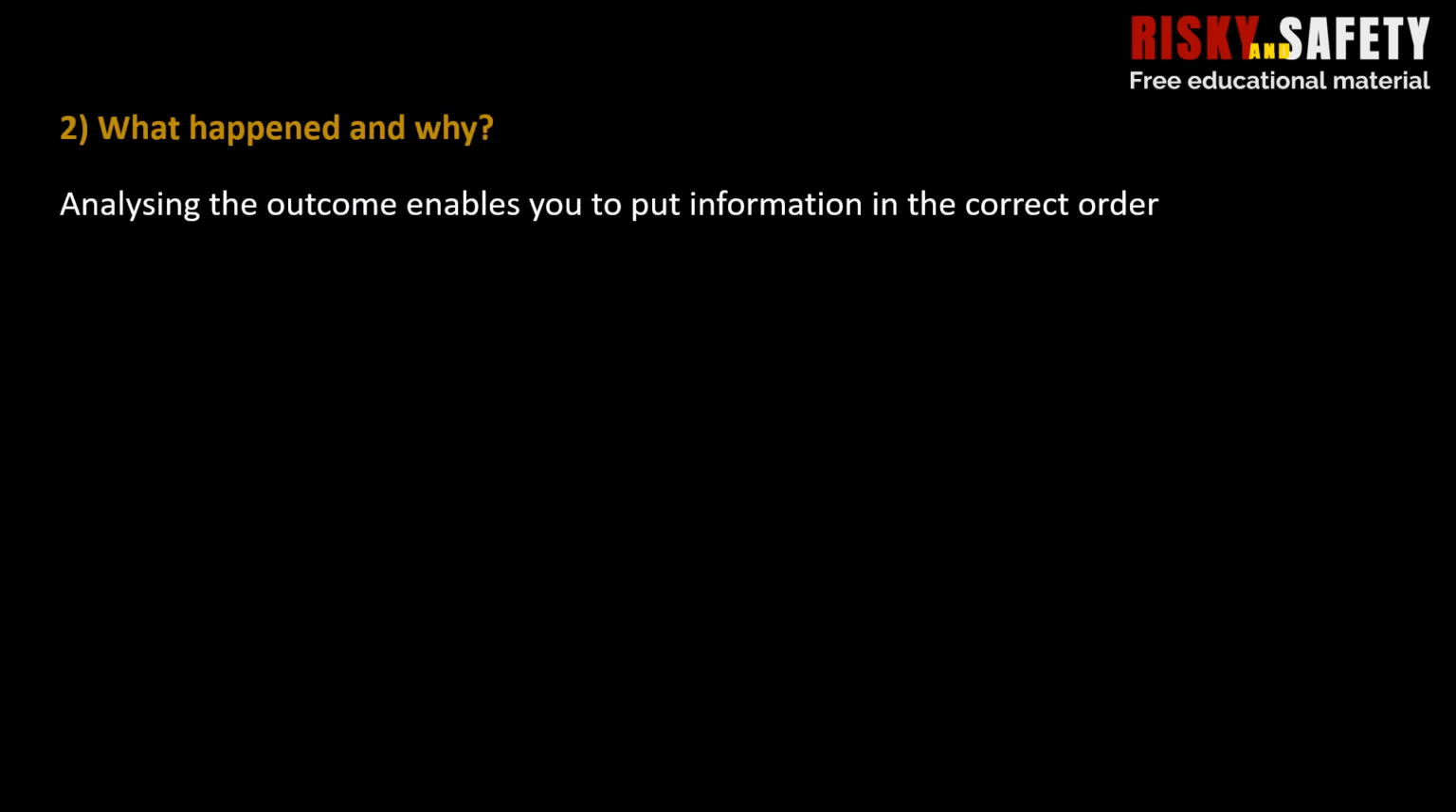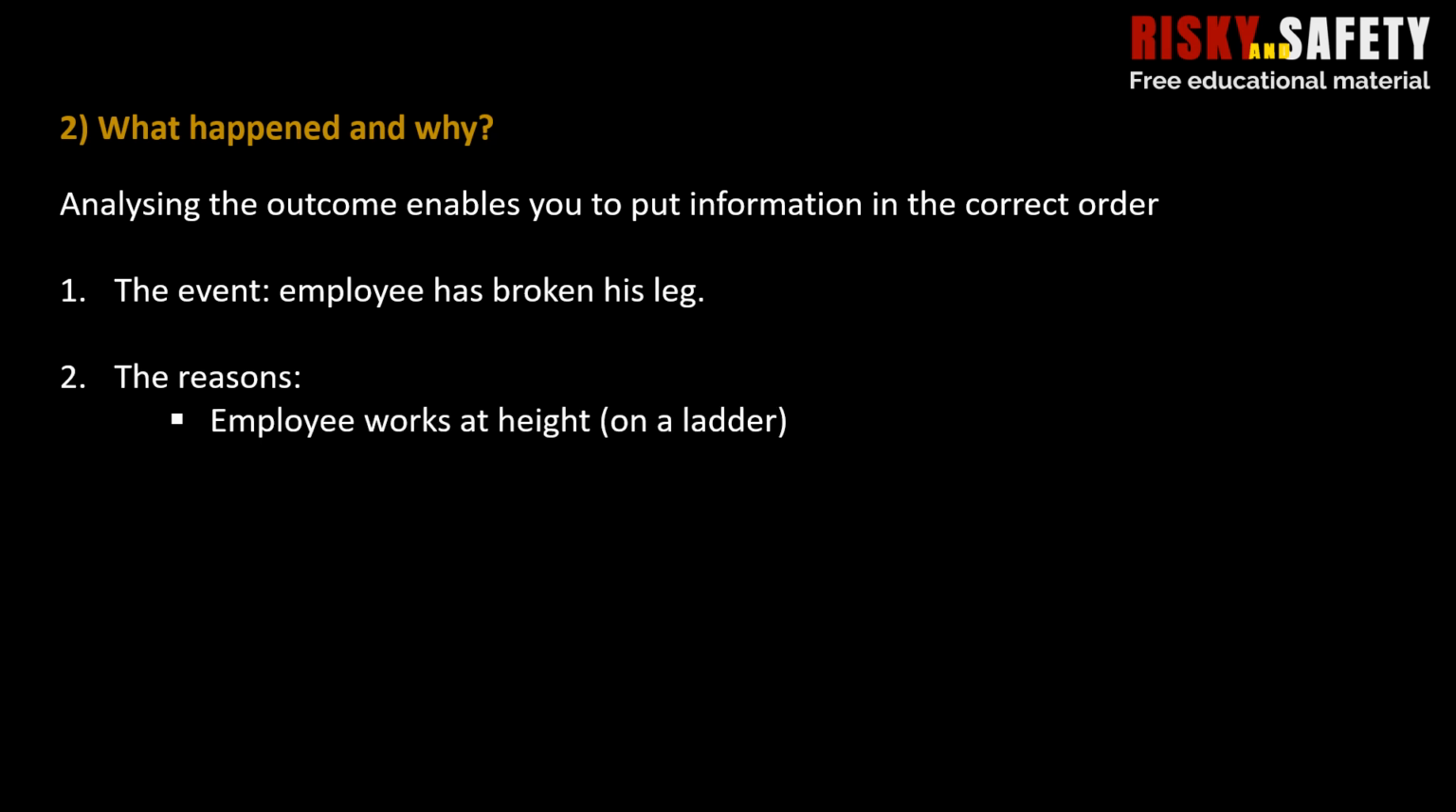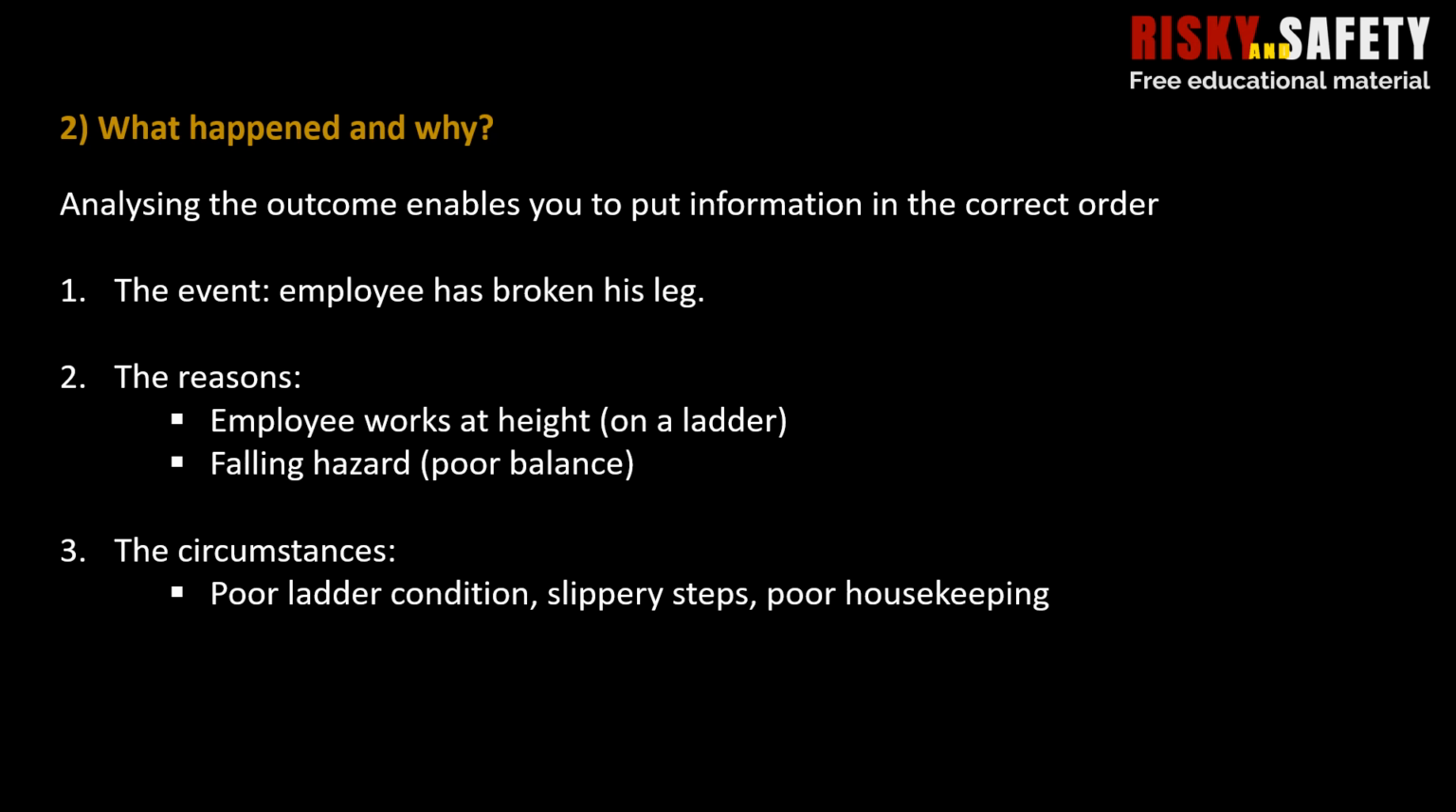What happened and why? Analyzing the outcome of those two questions enables you to put information in the correct order, as shown in the following scenario. The starting point is that the employee has broken his leg. The reasons why this happened: the employee works at height, and the circumstances include poor ladder condition, slippery steps, poor housekeeping.